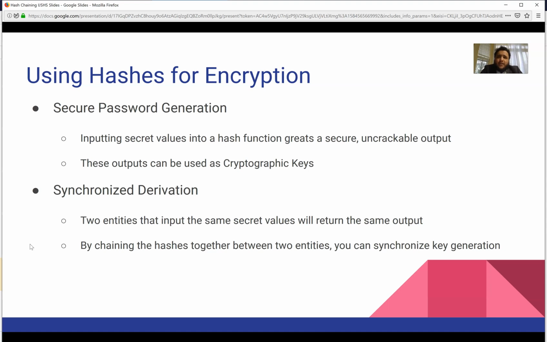Now, let us picture a scenario where two communicating entities share the same input values to a hash function. If they both input the same values, they will both return the same outputs. By chaining the hashes together, you can synchronize key generation. This is similar to radio-controlled torpedoes, where the submarines in World War II, for the British, would switch frequencies with their remote torpedoes to avoid signal jamming from the Germans.